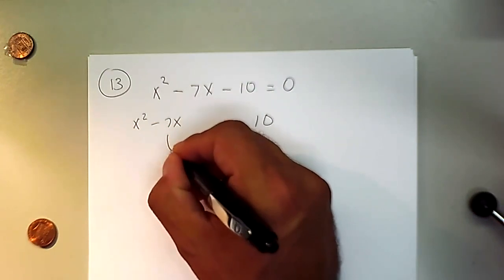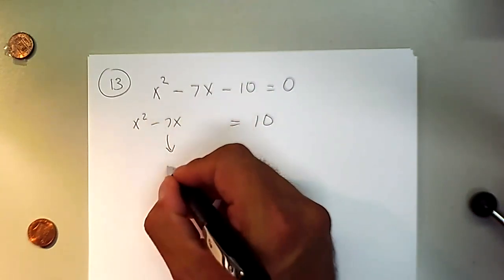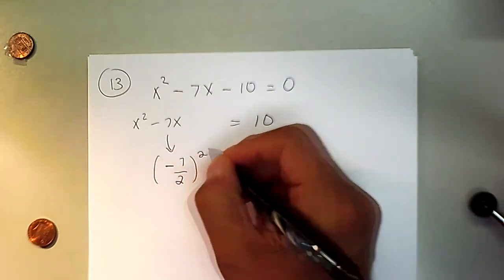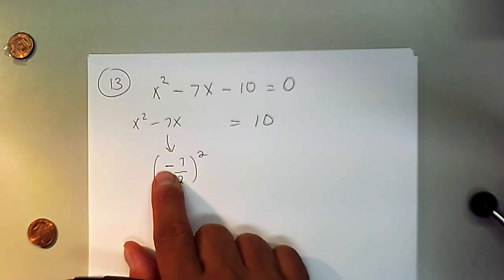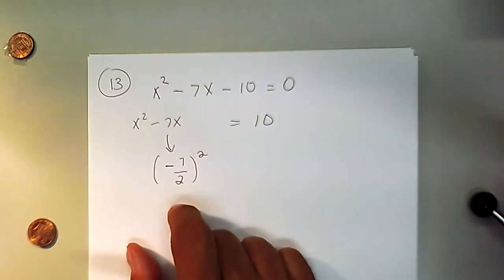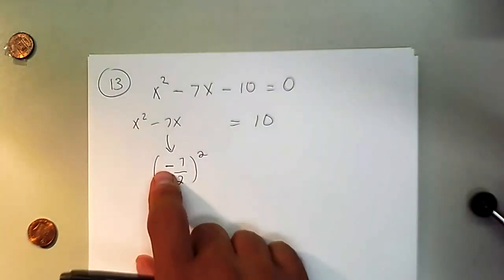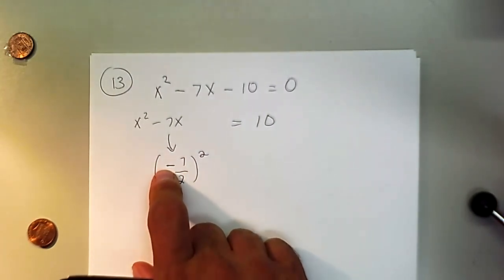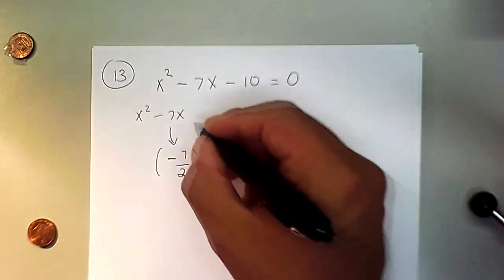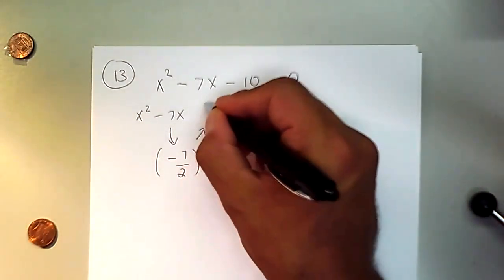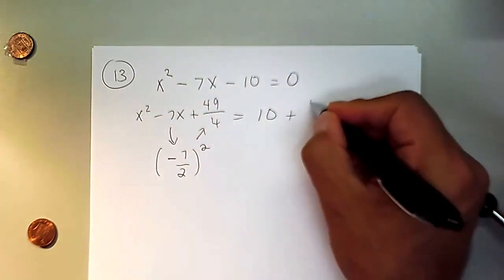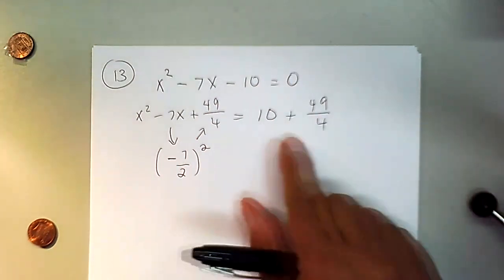So the way we do that is take the coefficient of the x, which is negative 7, divide by 2, and square it. Now, when we square, whether this number was positive or negative, we will end up with a positive number anyway. However, it is good to remember whether this started out as negative or positive for purposes of the factoring. So when we square that, we get 49 over 4. We're going to add 49 over 4 on both sides of the equation.